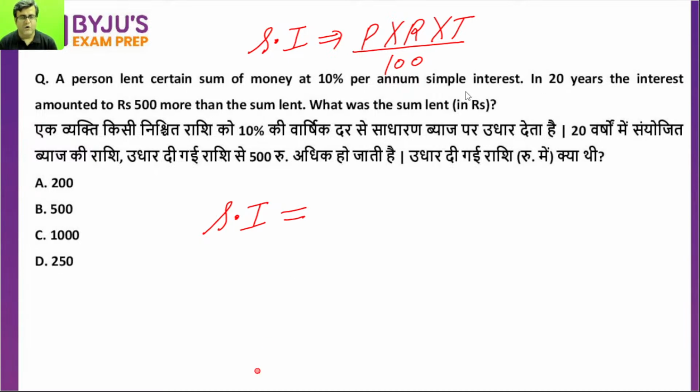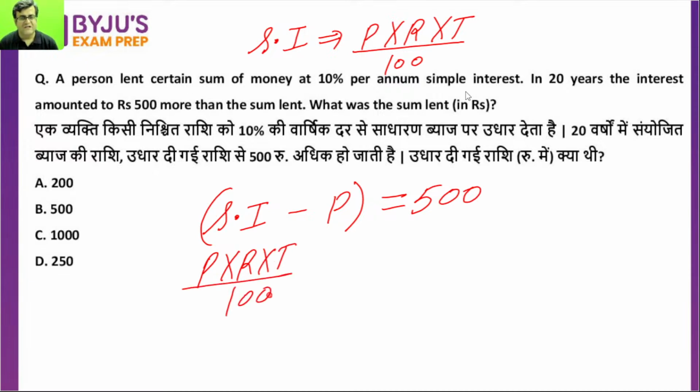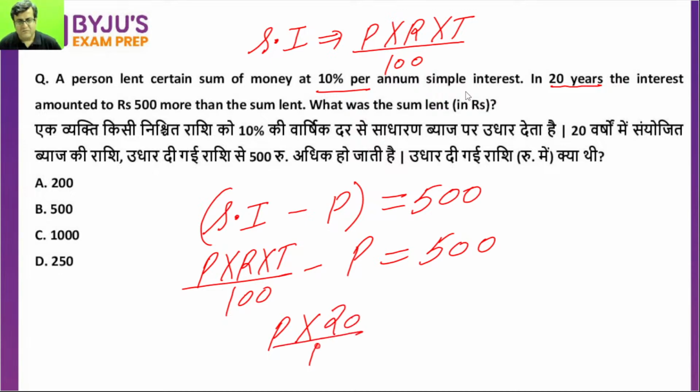Now, the simple interest amounted to rupees 500 more than the money deposited. It means the difference between simple interest and principal is equal to 500 rupees. The simple interest is principal into rate into time upon 100, minus P is equal to 500. So whatever the principal is, time is 20, rate is 10, so 200% minus P is equal to 500.